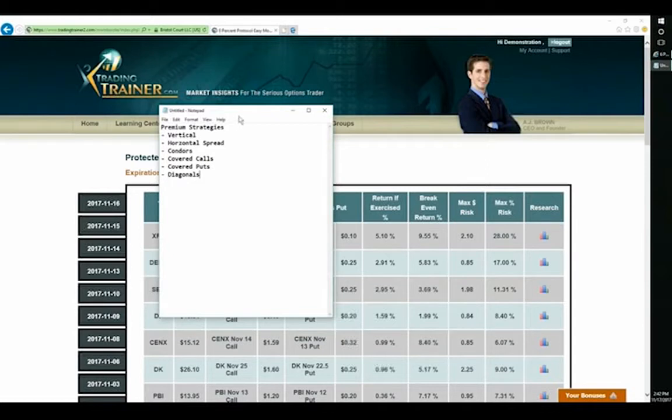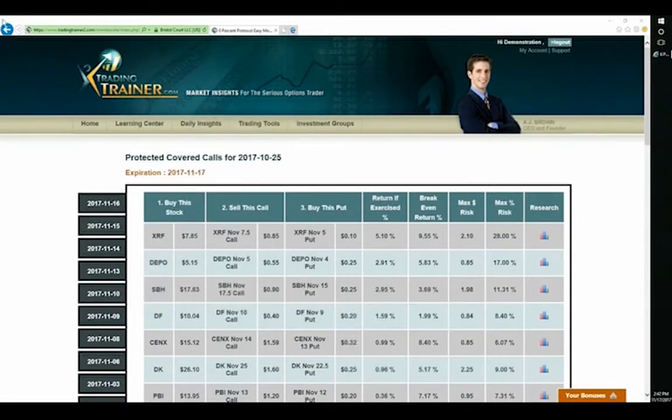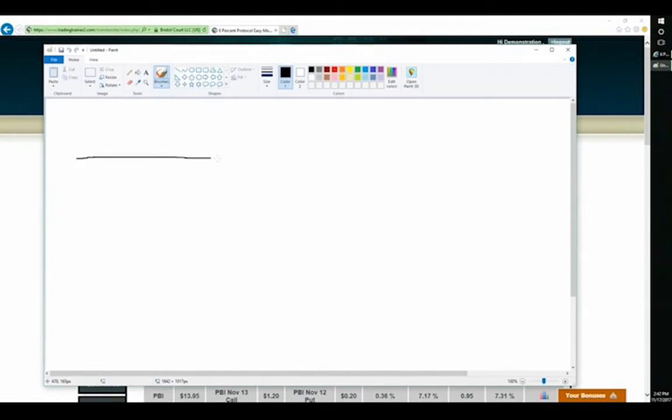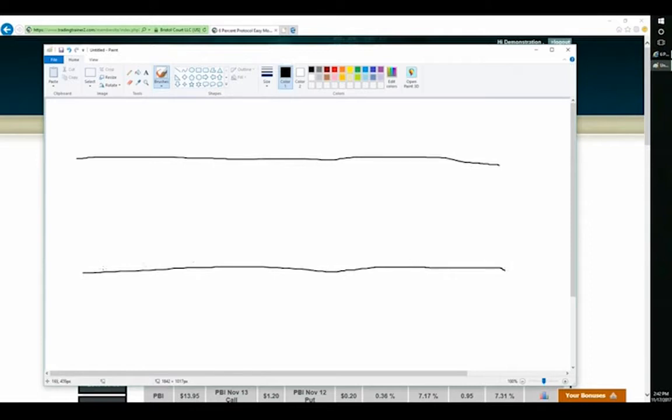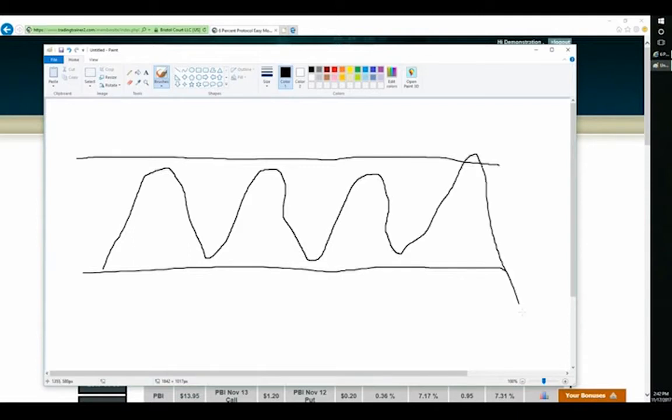Now the scoop is no matter what they trade, the whole idea behind trading premium is that you're looking for underlying symbols that are going to be trading in a horizontal channel. As they trade horizontally, that allows us, every cycle, and I like to trade monthlies, but a lot of my program participants trade weeklies.